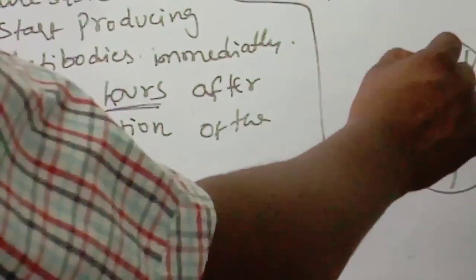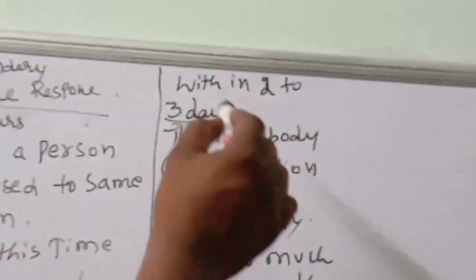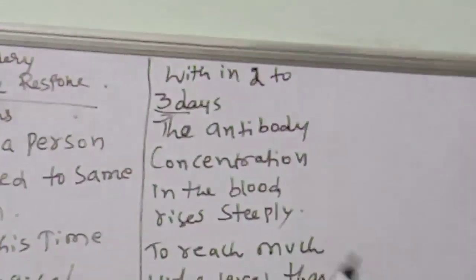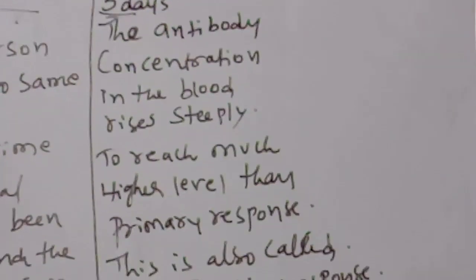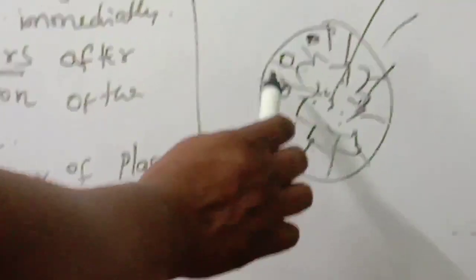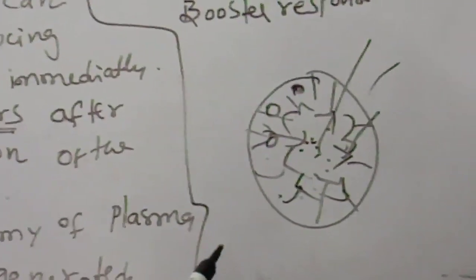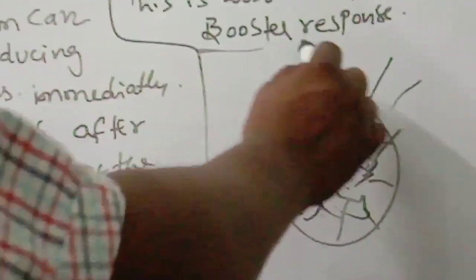New plasma cells will be generated to produce antibodies within 2 to 3 days. The antibody concentration rises, so it will increase and reach a much higher level than the primary response. These antibodies will be formed in greater amounts than in the primary response. This is also called the booster response.